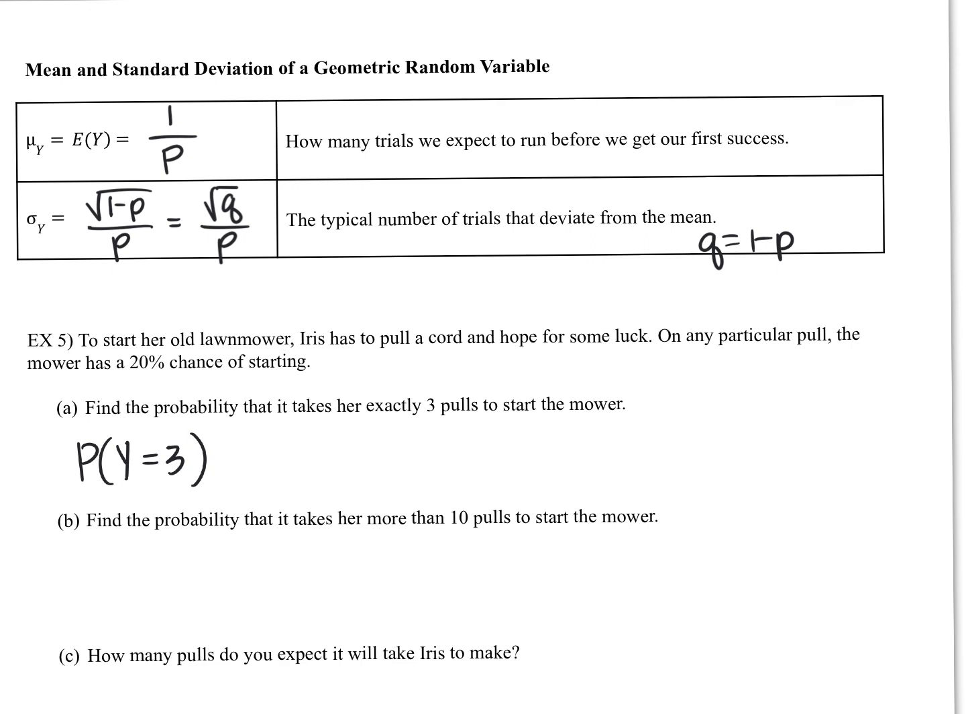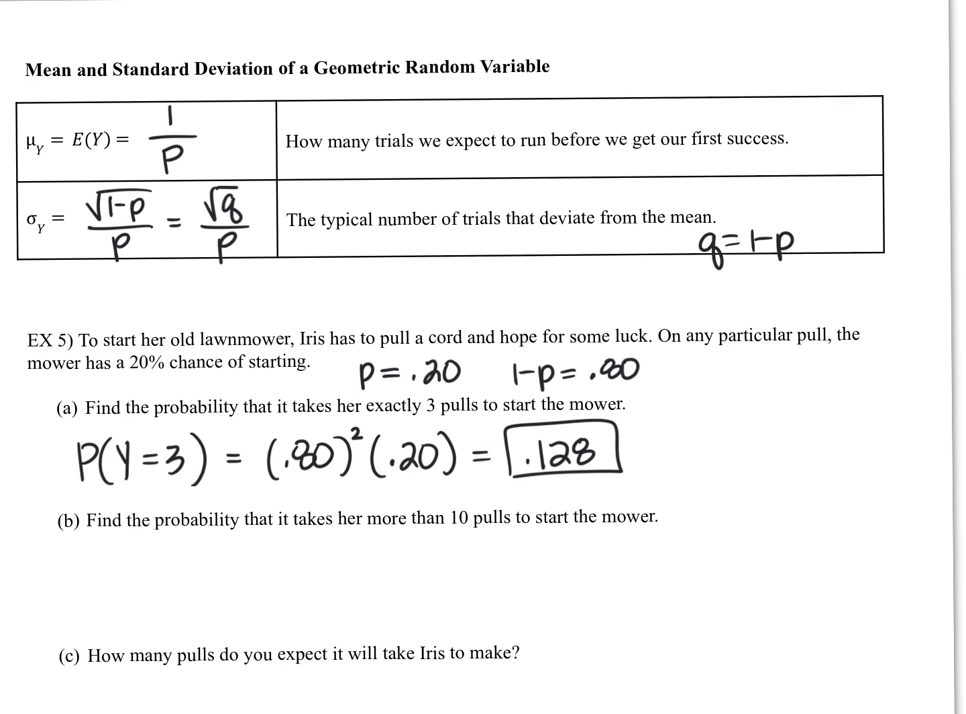I don't often use geometPDF or geometCDF, mainly because this formula is, again, very easy. So if the probability of success, p, is 0.20, that means 1 minus p is going to be 0.80. So our first two trials are failures, so 0.80 squared times 0.20, which is 0.128.